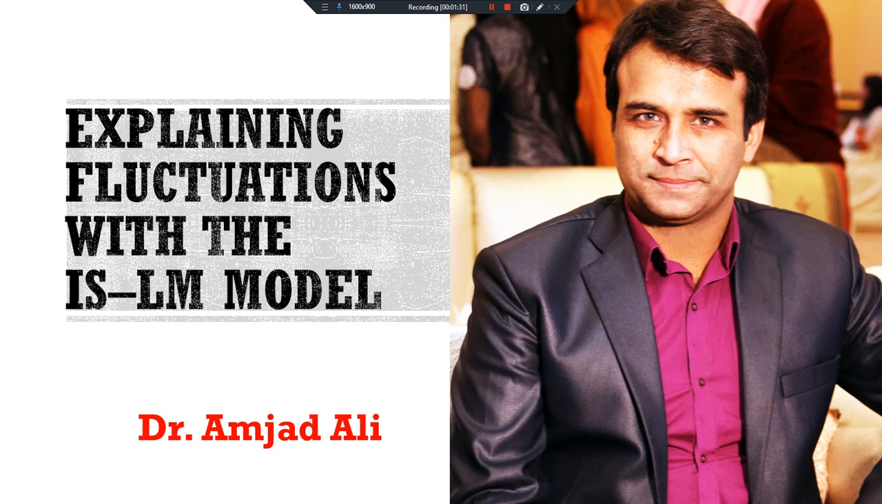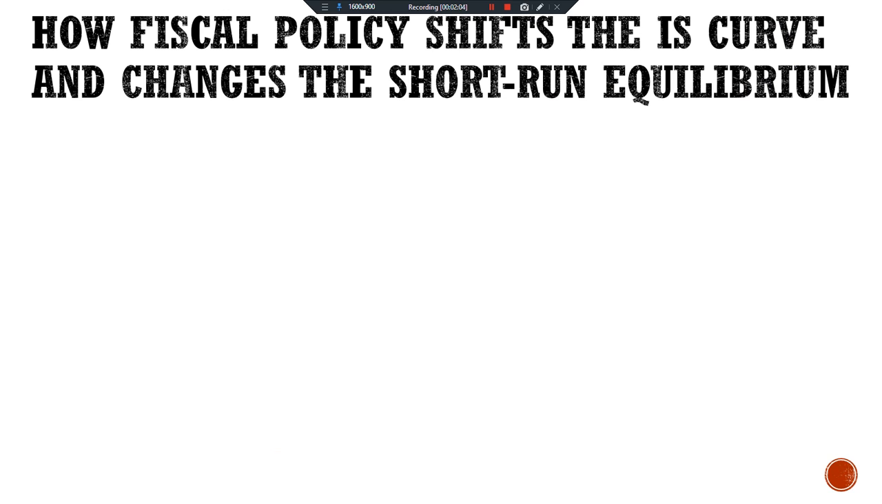Dear scholars, the intersection of the IS and LM curves determines the level of national income. When one of these curves shifts, short-run economic fluctuations also occur, and national income also fluctuates. In this video, we examine how changes in policy and shocks to the economy can cause these curves to shift. So let's discuss how fiscal policy shifts the IS curve and changes the short-run equilibrium.